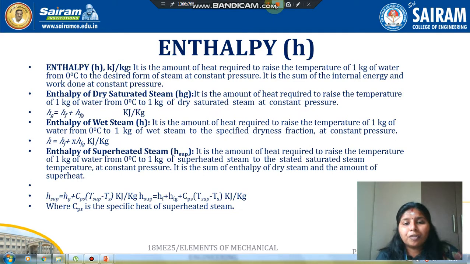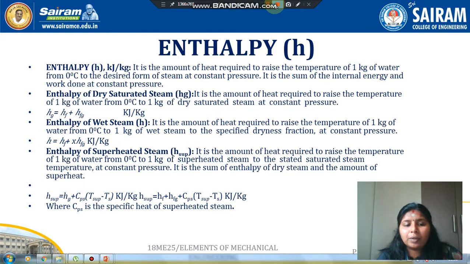Enthalpy is denoted as H and expressed in terms of kilojoule per kg. It is the amount of heat required to raise the temperature of 1 kg of water from 0 degrees Celsius to the desired form of steam at a constant pressure. It is a sum of internal energy and work done at a constant pressure.